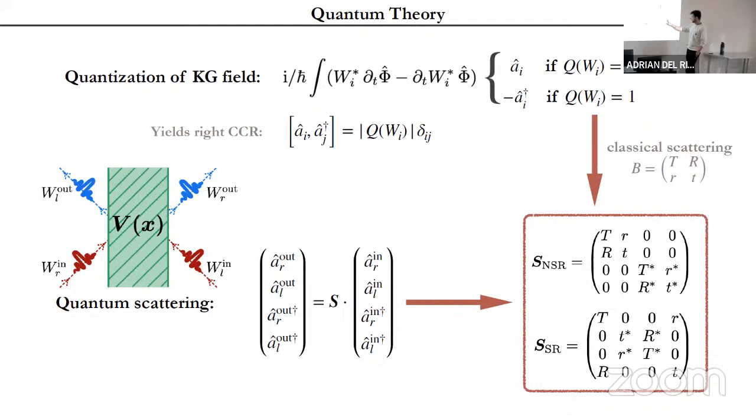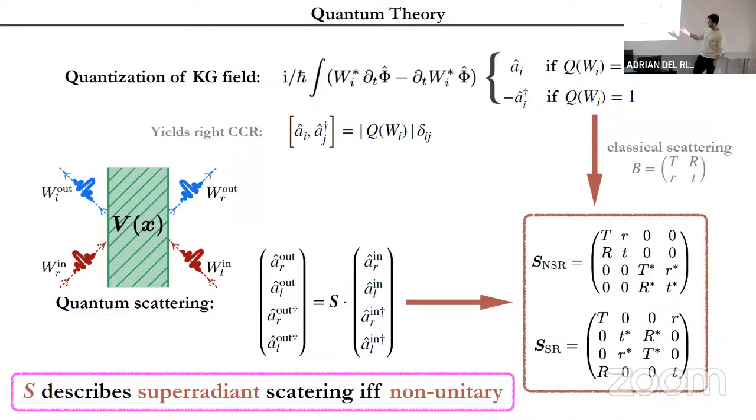So if you do the math, you get this structure for non-superradiant scattering, and you get this structure for superradiant scattering. So the theorem about superradiance, or the characterization theorem, generalizes to the quantum case also in a straightforward way. S is describing superradiant scattering if and only if it's non-unitary.